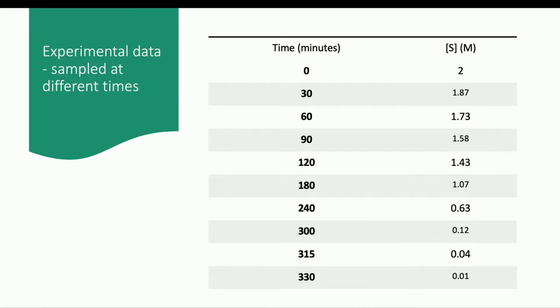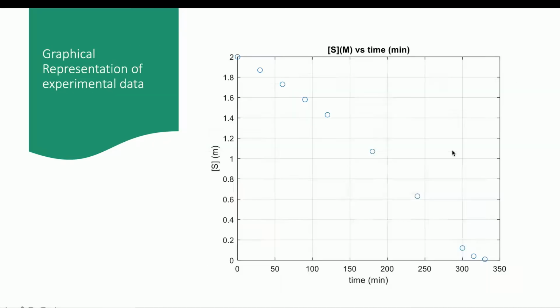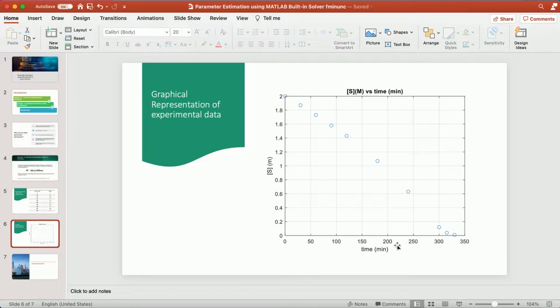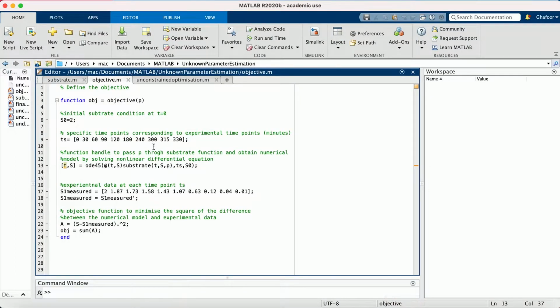We're also given some experimental data, which is sampled at different times, going from 0 to 330 minutes. We also have a graphical representation of this experimental data. The blue circles correspond to the concentration at different time points. So let's go into MATLAB and see how we can solve this.